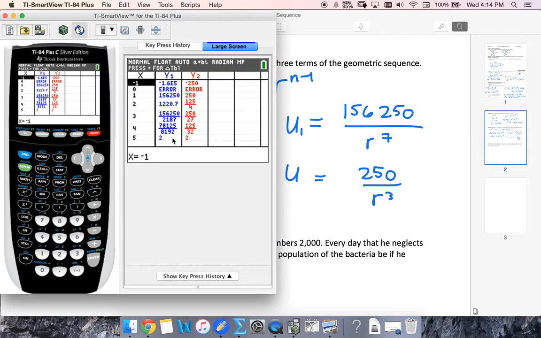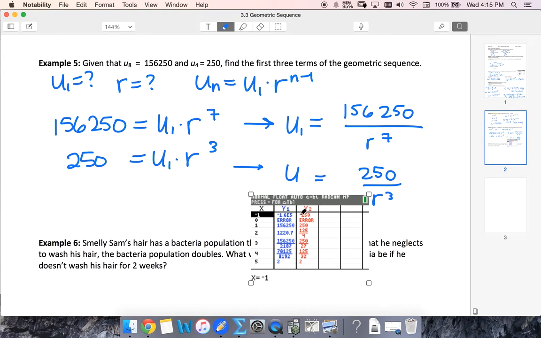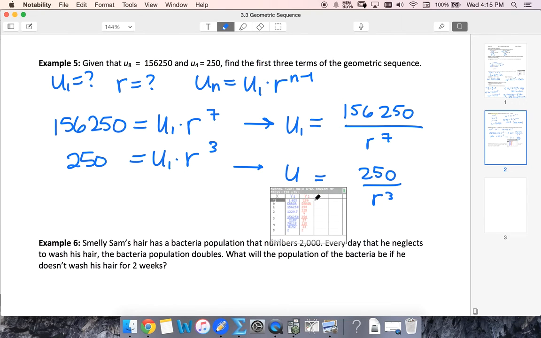Down here, I can see they're equal at 5. So when my x value is 5, that was my x value here, I get a U1 value equal to 2. So let's drag this over. Okay, so I want to shrink it down a little bit. So looking at this, I can see here's my point of intersection. So that point of intersection is 5, 2.